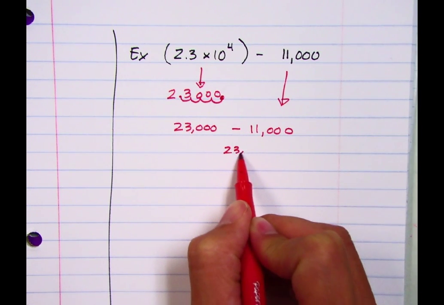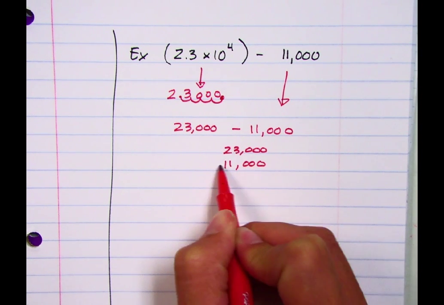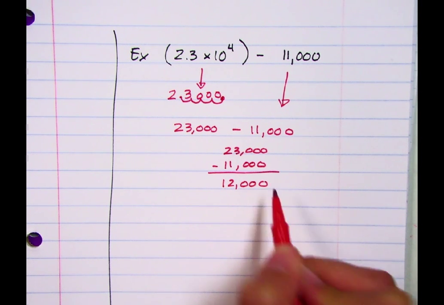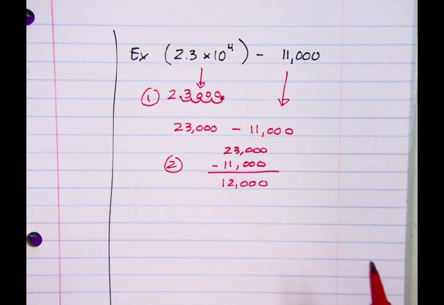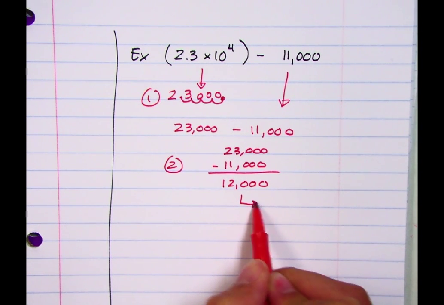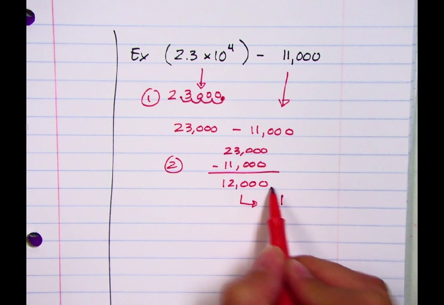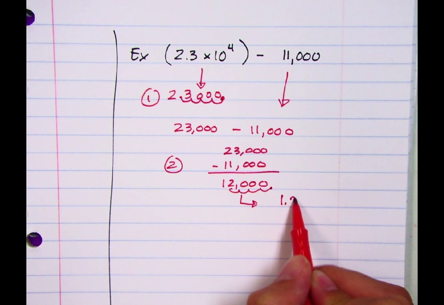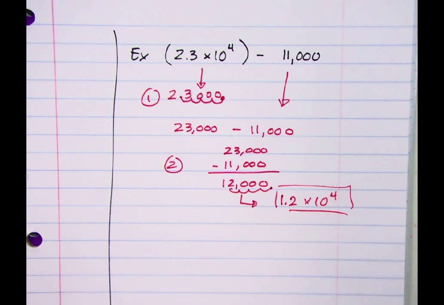If you can't see it as it is, you can line them up vertically. Put the larger number up top, smaller number on the bottom. Subtract, I get 12,000. So step 1, done. Step 2, I subtracted. Step 3 is to now change this back into scientific notation. So for the decimal here, I've got to move it 1, 2, 3, 4 times. So 1.2 times 10 to the 4th. And that's it. That's how you add or subtract with scientific notation.